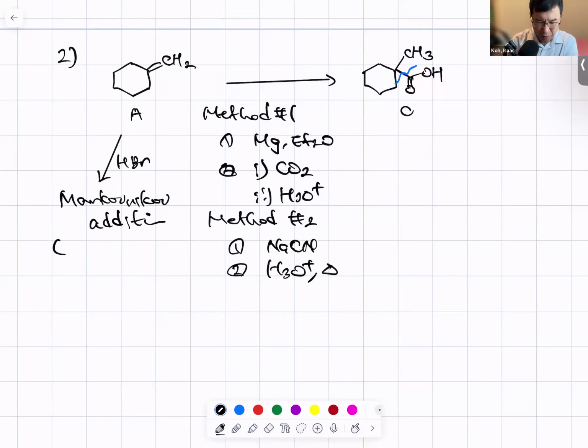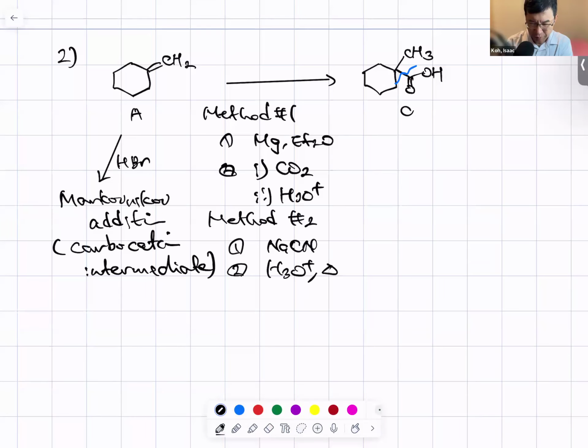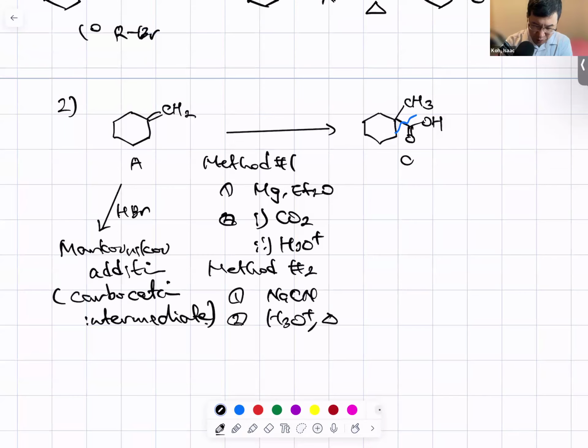For the carbocation intermediate, previously it was a radical process, but when you do not use alkyl peroxide, it will form a carbocation intermediate, a tertiary alkyl carbocation. Let me draw. First, hydrobromic acid: the double bond is weakly basic, so it will be protonated, and bromine will be leaving.